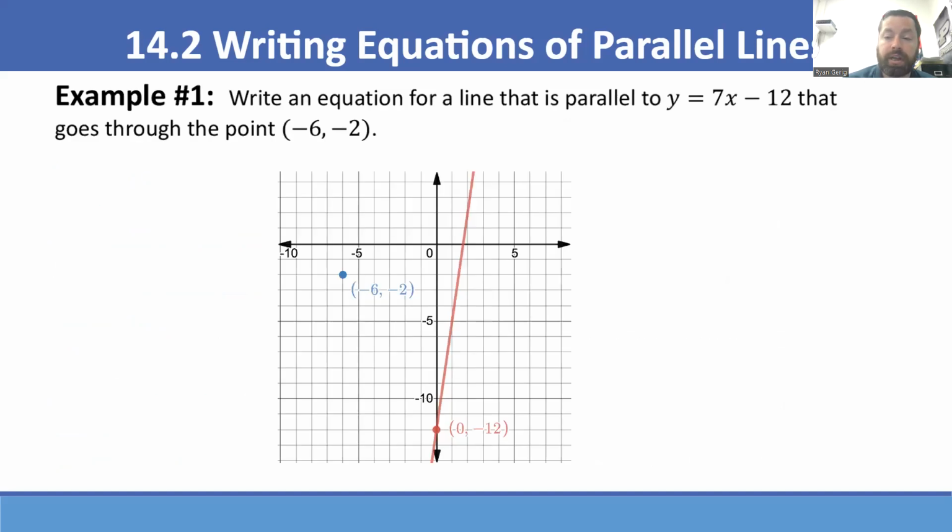So here's what a problem is going to look like today. Write an equation for a line that is parallel to y equals 7x minus 12 that goes through the point (-6, -2). I gave you a graph here. I'm not always going to do this, but this red line is the graph of y equals 7x minus 12. I don't want that equation, I already gave you that. What I want is the equation of the line that goes through this point way over here that's parallel to this line. So it's going to look something like that.